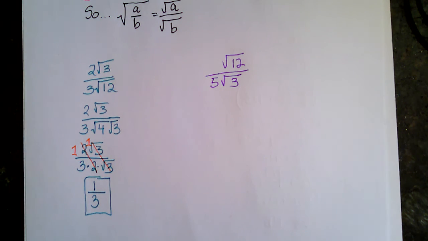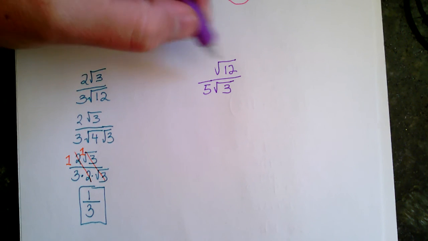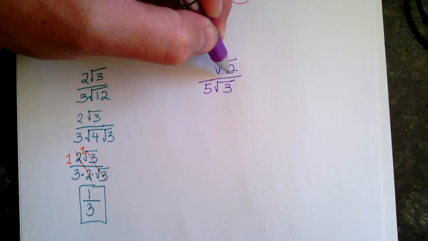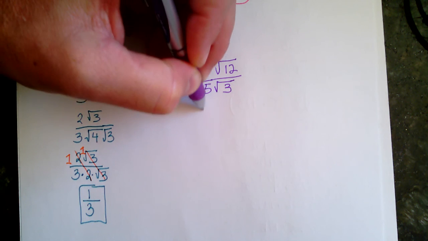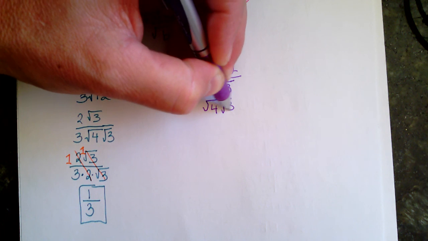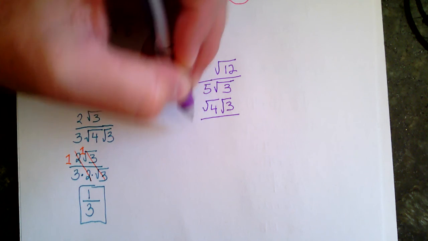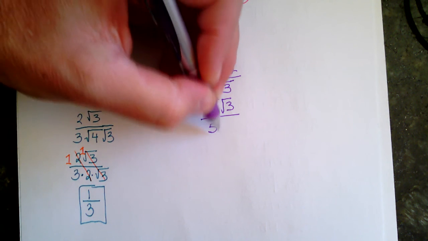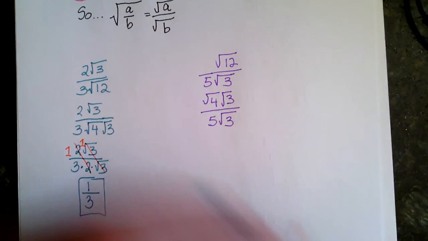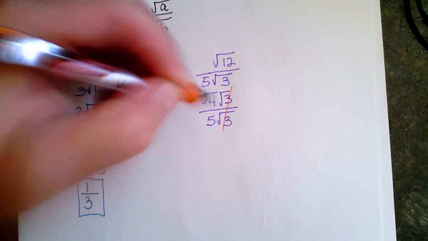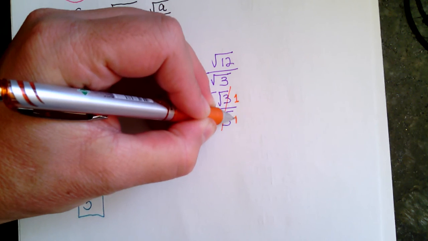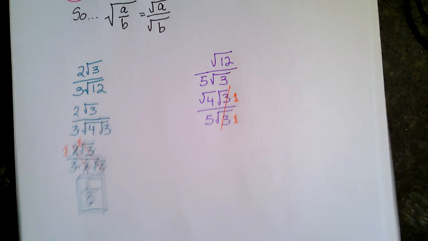For the second problem, it's similar in that I can factor one of the numbers. So I'm going to take 12 and factor it to the square root of 4 times the square root of 3 over 5 times the square root of 3. And again, you can see the 3's are going to cross cancel, leaves me with 1. Okay? It reduces to 1 over 1.